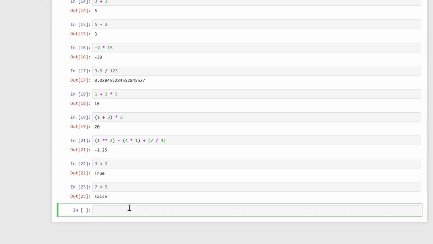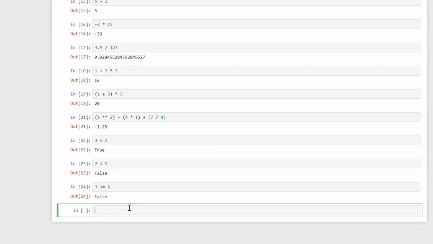So that's greater than or less than. We use the same symbols that we would use in math. You can also do greater than or equal to. So 3 is greater than or equal to 5, which is false. Or 7 is less than or equal to 2, which is false. But you can also do equality.